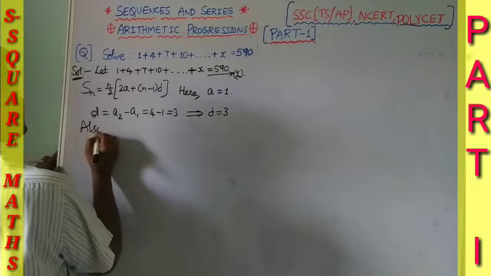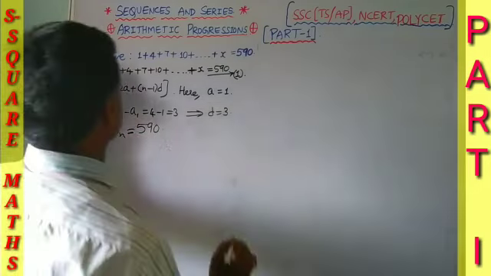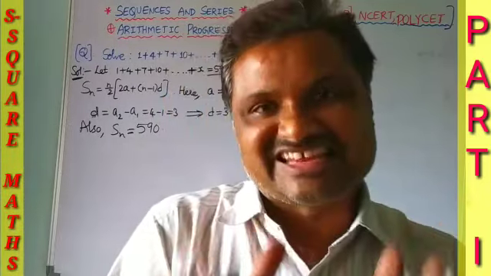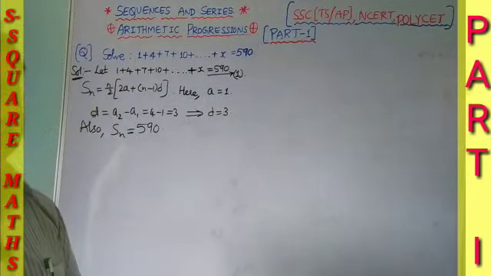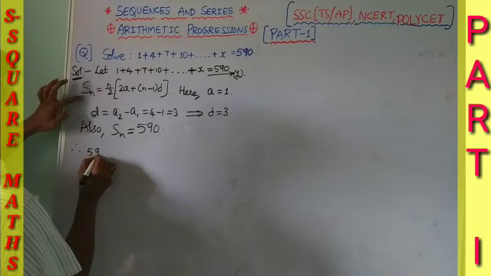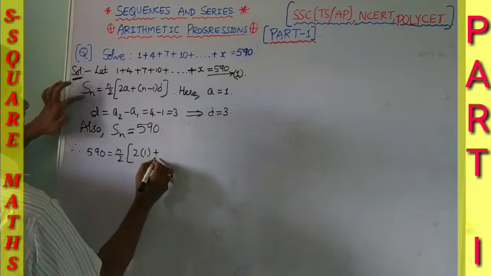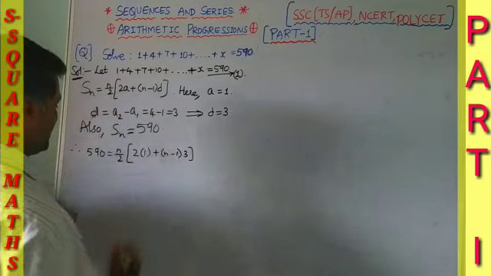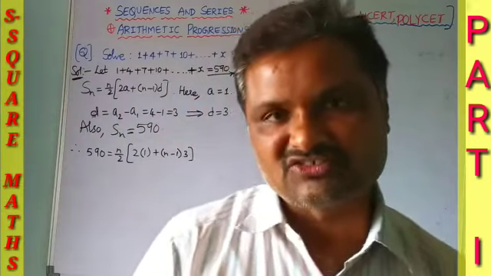Also Sn is nothing but 590. Why so? Here, for this particular set of terms the sum is 590, hence Sn will be treated as 590, the sum of all the terms. So therefore I can write 590 is equal to n by 2 of 2 into 1 plus n minus 1 into d. d is nothing but 3. If you observe carefully, n is the variable to be determined here. We don't know the number of terms.